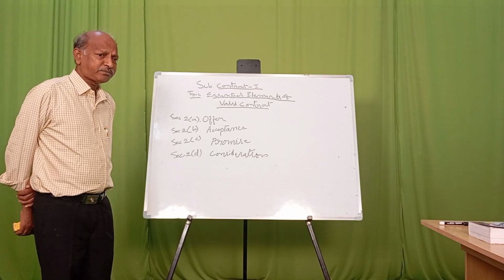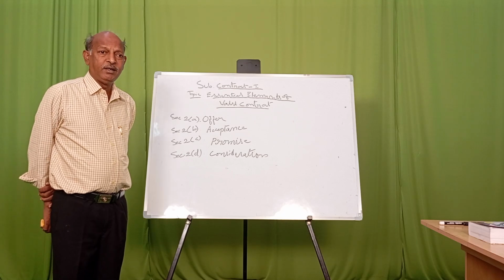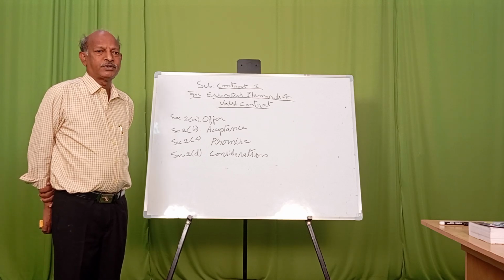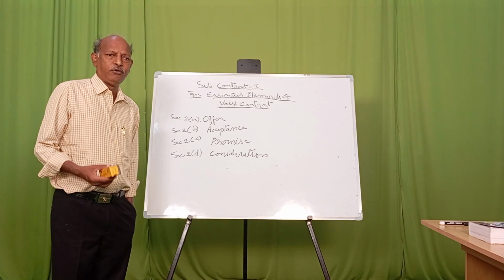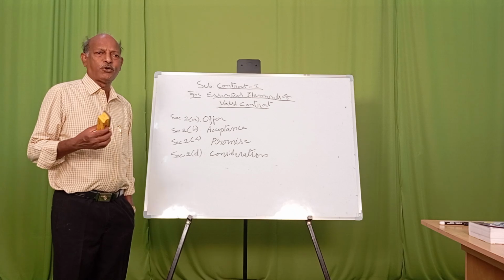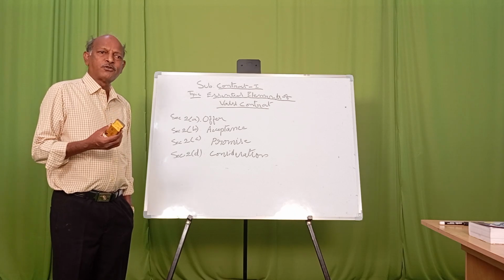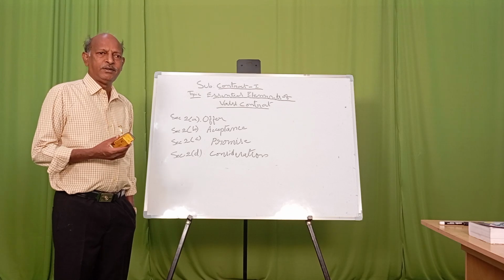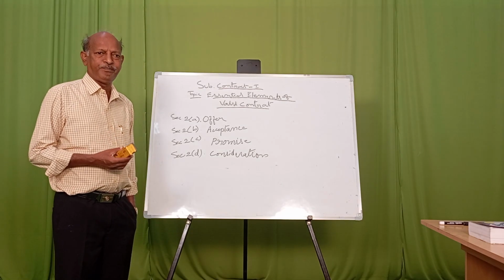For example, if we go to a movie with a vehicle, a two-wheeler or four-wheeler, and we park it in the management's parking place, there also we have entered into a contract. Such a contract is called a contract of bailment.